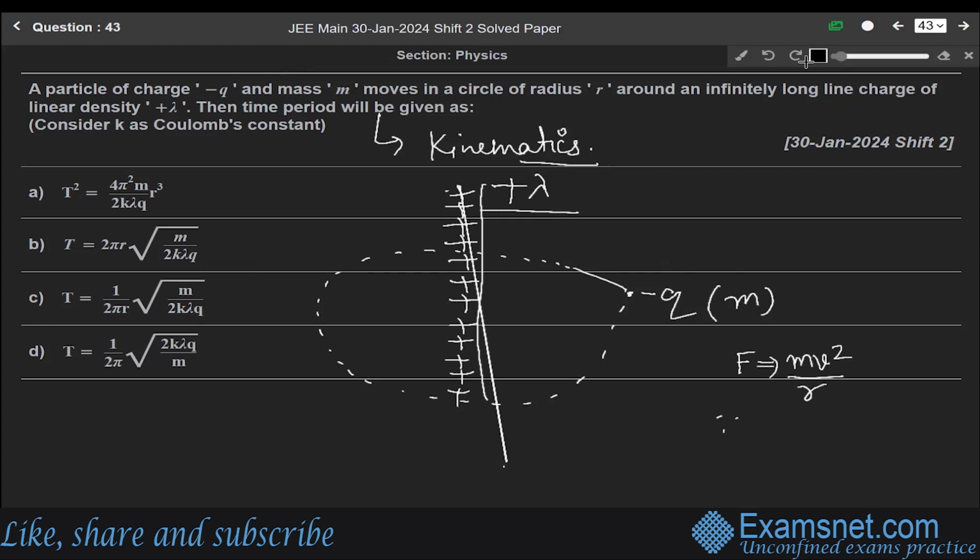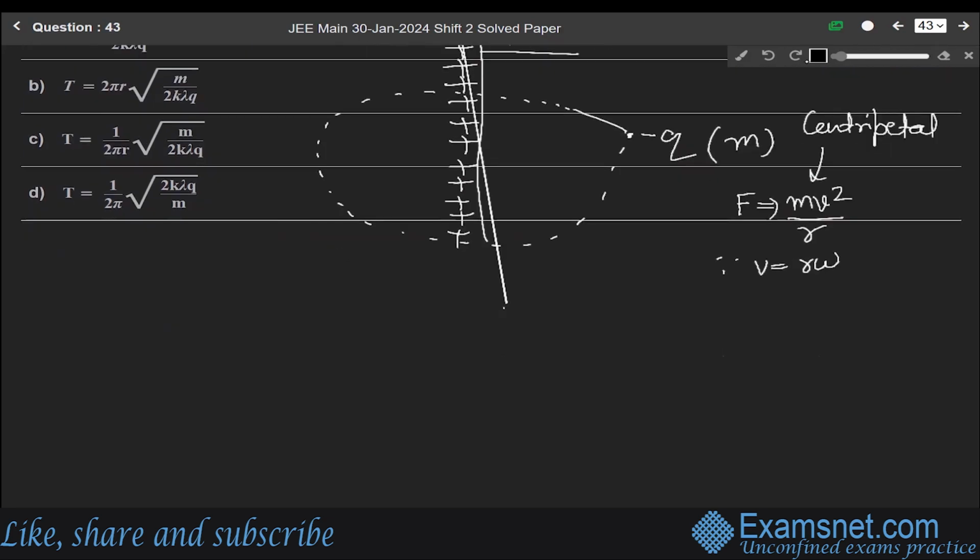Since we know that v equals R omega, this is the centripetal force. V equals R omega, so from this F will be equal to m R square omega square over R. So it will be equal to m R omega square. The force will be equal to m R omega square.